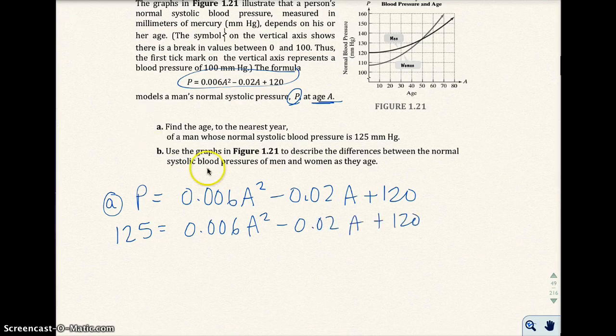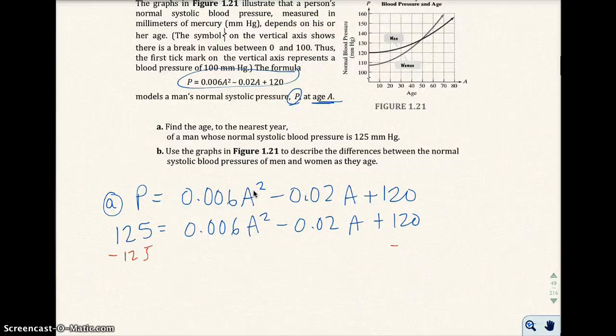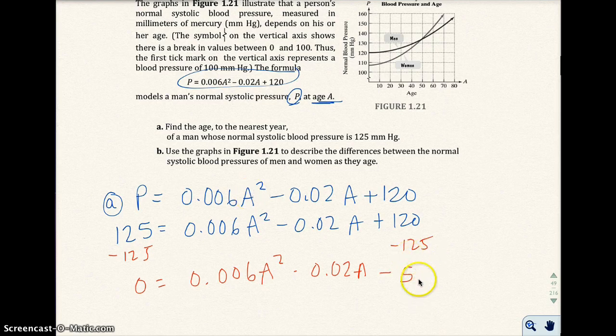Okay, this is a second degree equation, and A is what we're trying to figure out. We're used to seeing X, but here we're just trying to find A. We can set one side equal to 0 by subtracting 125 on both sides. So 0 equals 0.006A squared minus 0.02A minus 5, because 120 minus 125 is minus 5.